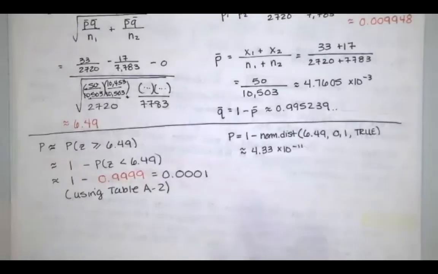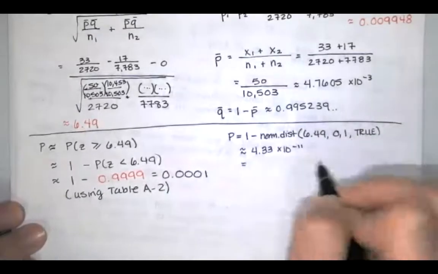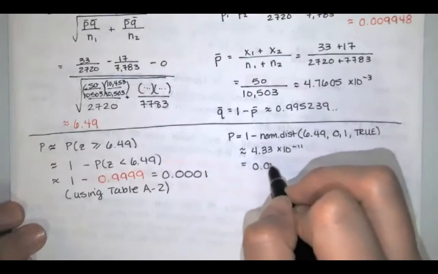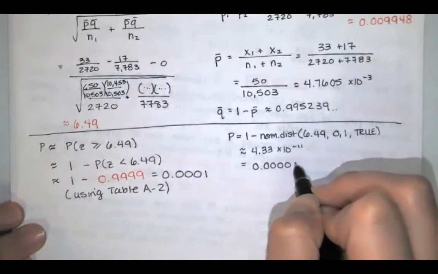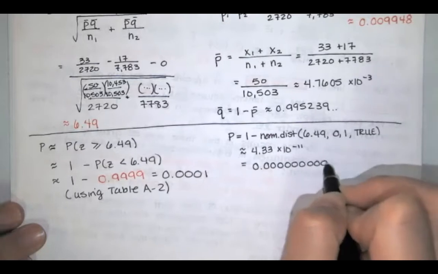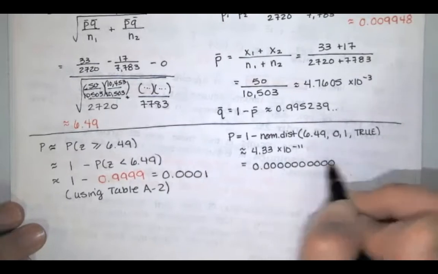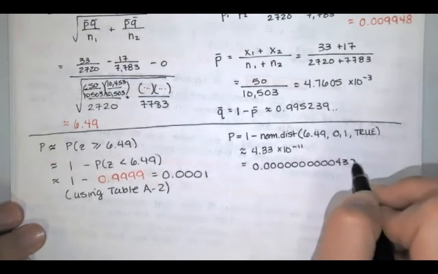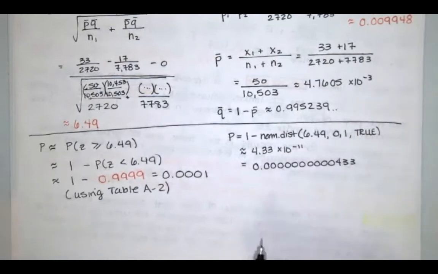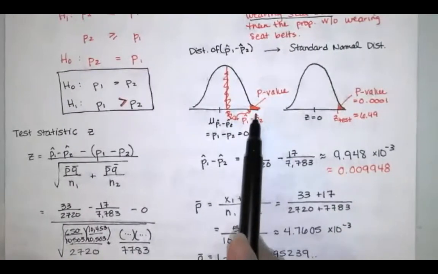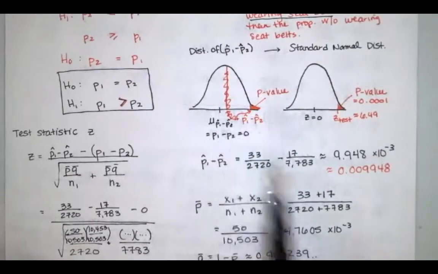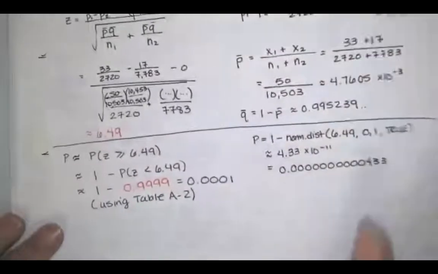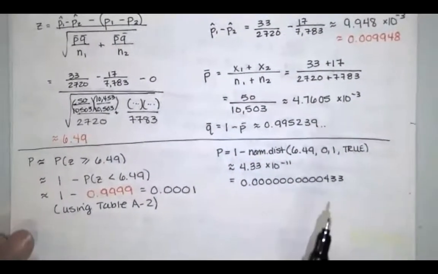So I want to share this with you on my paper. I just want you to be aware of what that is. That's 0.0000. It's 4 zeros, 5, 6, 7, 8, 9, 10. And then in the 11th place, we're going to write that 433. That is the probability of getting a P1 hat minus P2 hat, provided that P1 and P2 are equal to each other. That is clearly ridiculously small.